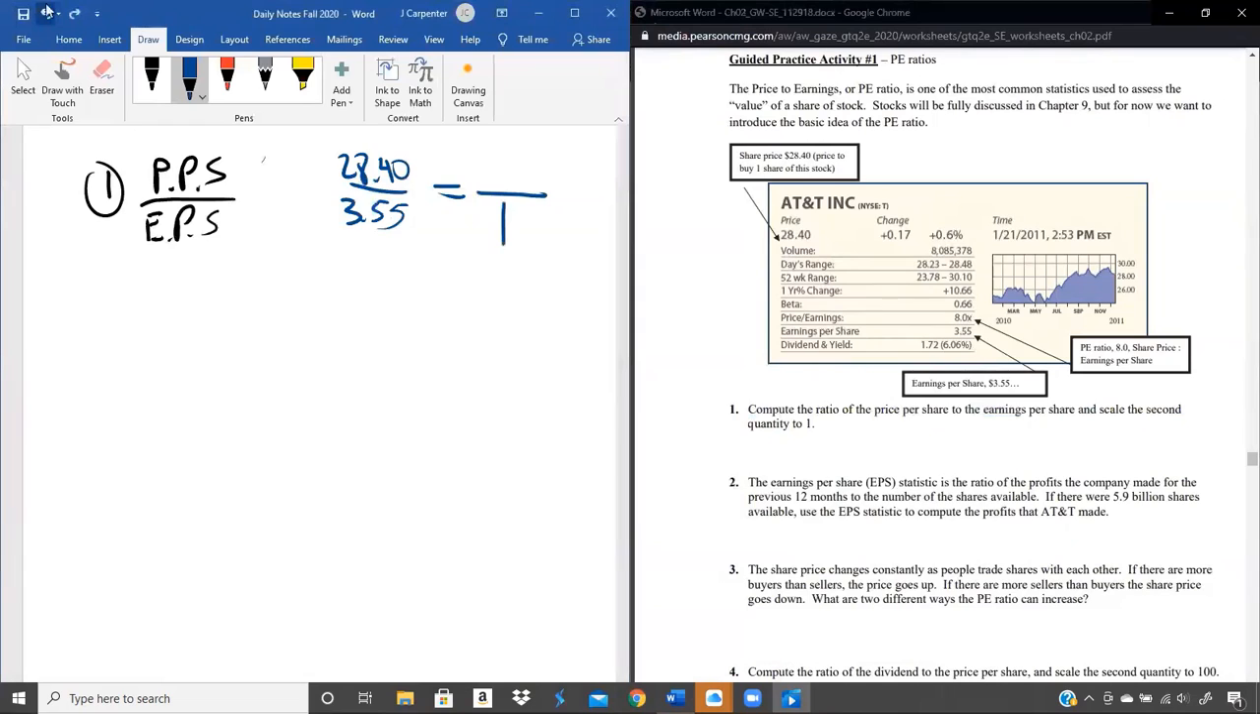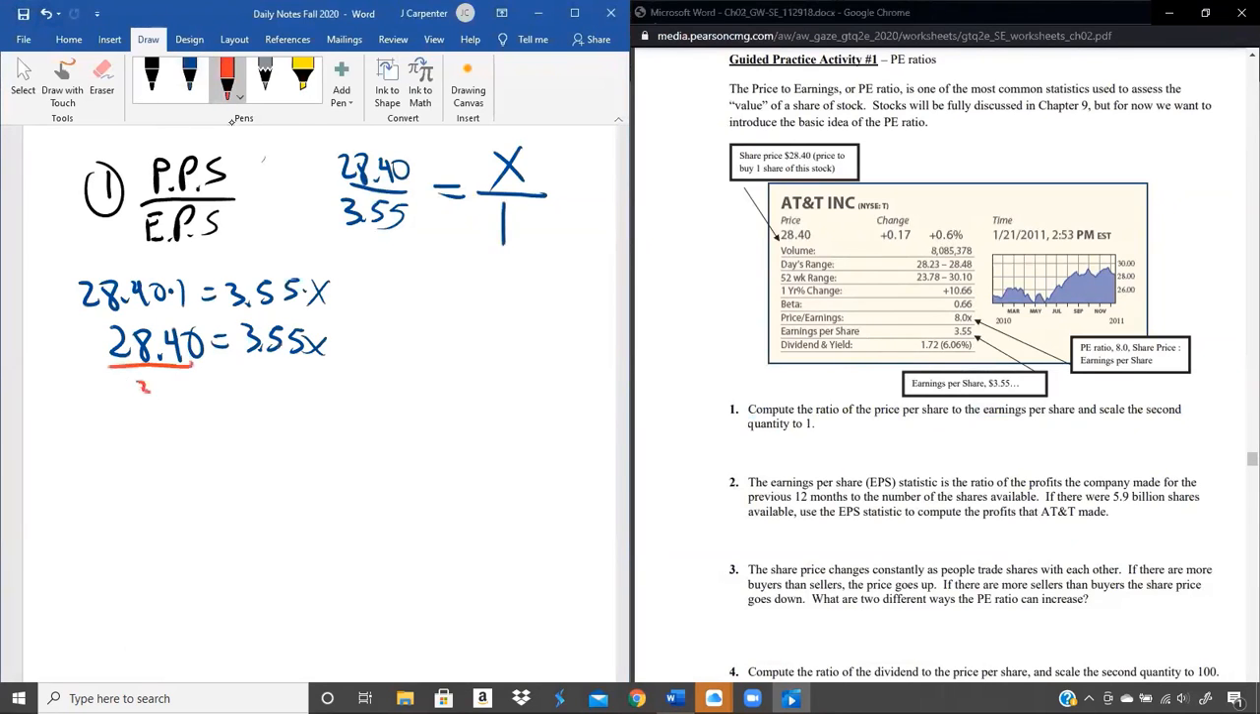If they had said to scale the first quantity to 1, then I would have done this instead, but that's not what they asked. Oop, too far. There we go. So with that being a 1, we can call this any letter we like. We're going to call it X. How do we solve this? We cross multiply. When we cross multiply, we'll get 28.40 times 1 equals 3.55 times X, which is just 28.40 equals 3.55x. Then we're going to divide both sides by 3.55 to solve for x.